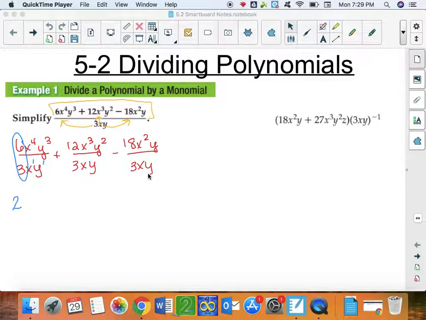So remember, I'm subtracting here. 4 minus 1 is 3. Those are going to go on top. And then 3 minus 1 is 2. So those are going to go on top. So I have 2x to the third plus y squared.